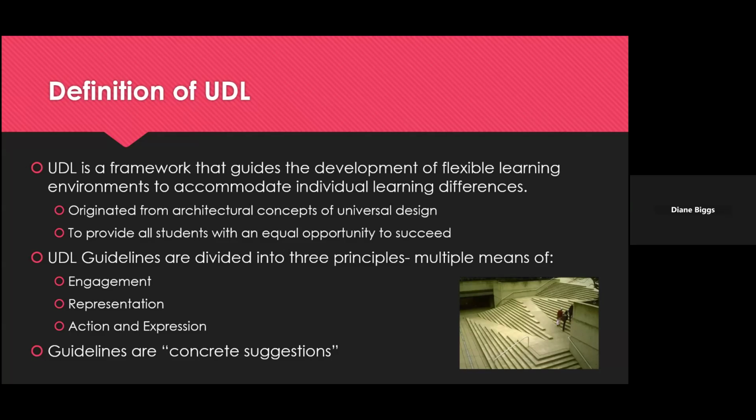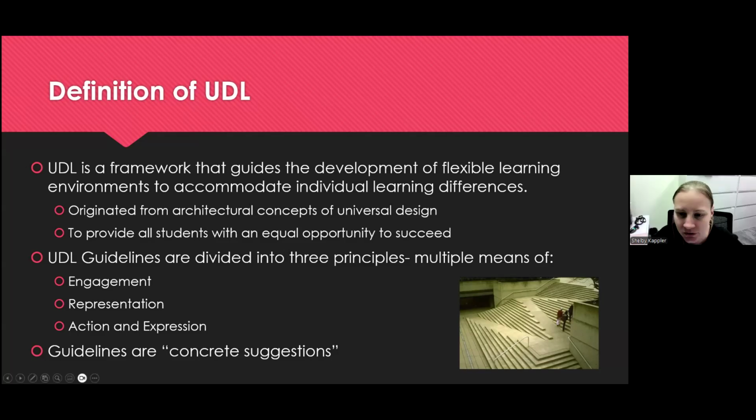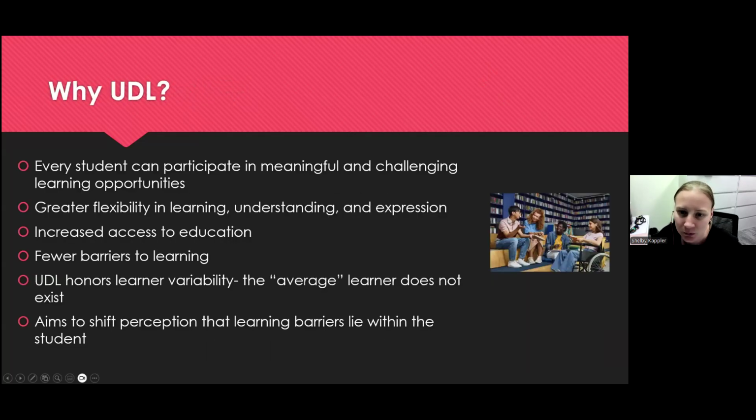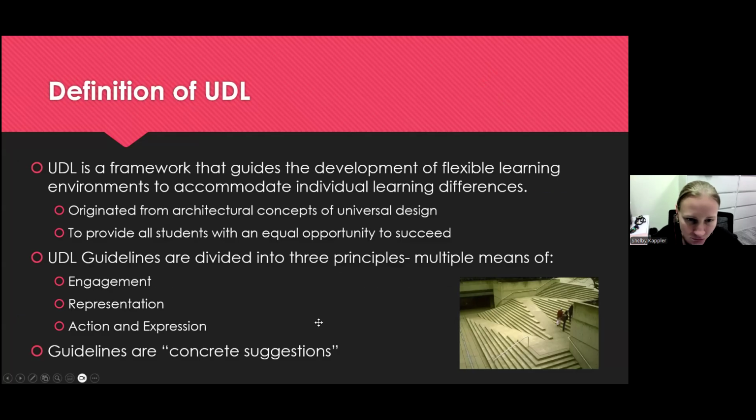The Universal Design for Learning guidelines are divided into three separate principles. This includes multiple means of engagement, multiple means of representation, and multiple means of action and expression. These are concrete suggestions, so none of these have to be taken very specifically. You can take them and use them as you are able or as you see fit. They're just suggestions.